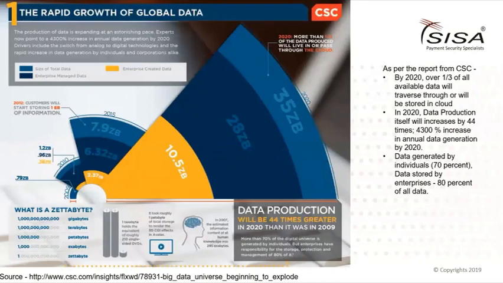Now, this is a particular report which we are using, which is trying to tell you how much personal data is available inside the market. Based upon the stats which we have, starting from 2009 to 2020, we have gone from around 0.79 zettabyte of data. In 2020, we will be having around 35 zettabytes of data.